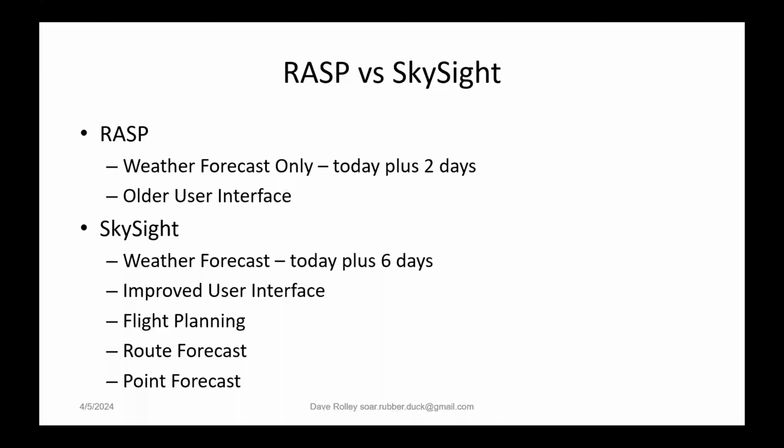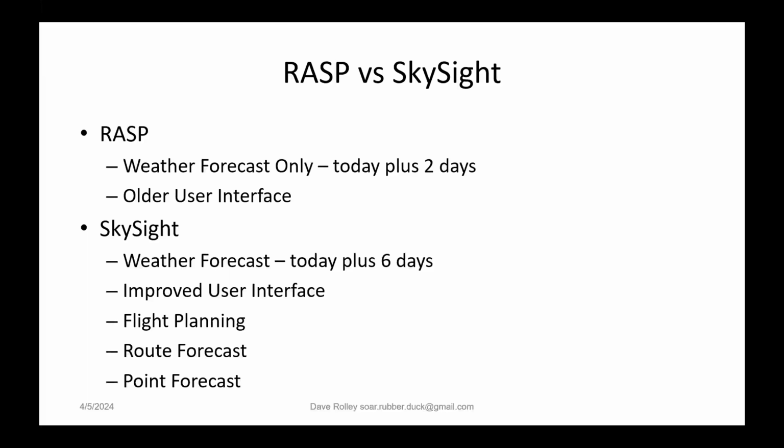SkySight does weather forecasts. It attempts to do today plus 6 days. Be kind of careful once you're out past 3 or 4. Take it as advisory. The idea might be if you looked on Monday and you were hoping for Saturday or Sunday, you might see a pattern that you then watch to see if it develops as you get closer. Don't bet the farm on a 6-day out forecast.